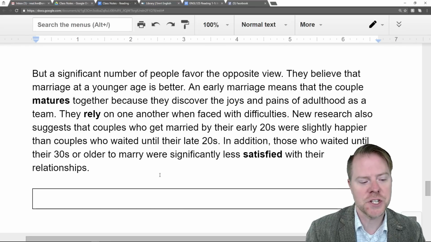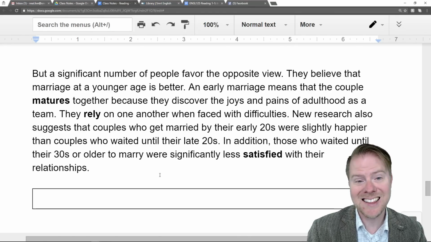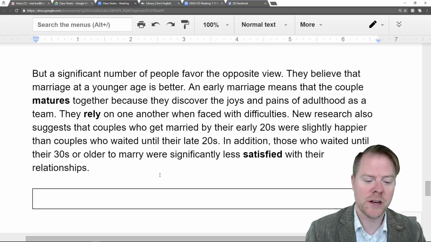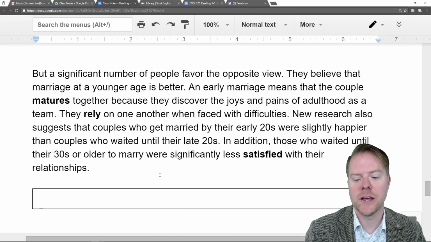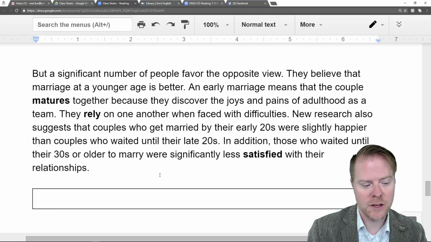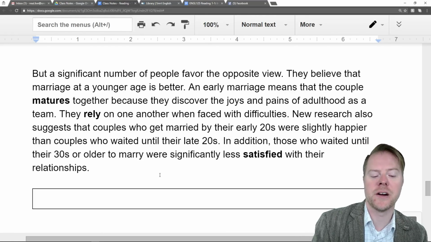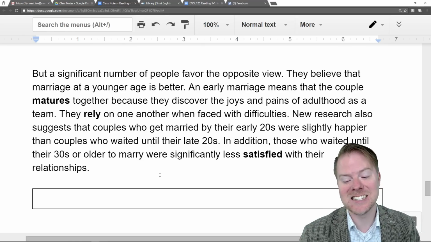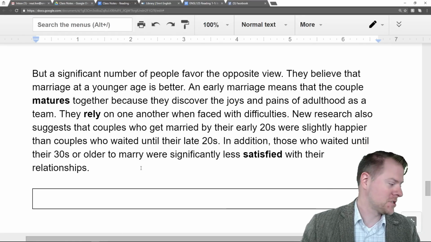New research also suggests that couples who get married by their early 20s were slightly happier than couples who waited until their late 20s. In addition, those who waited until their 30s or older to marry were significantly less satisfied with their relationships.